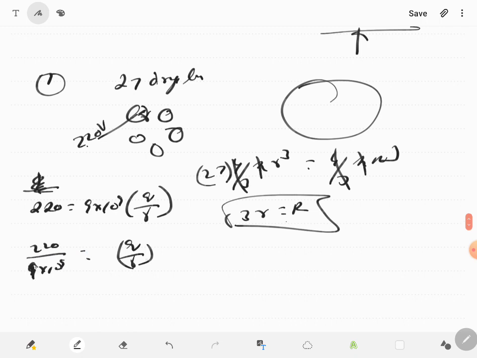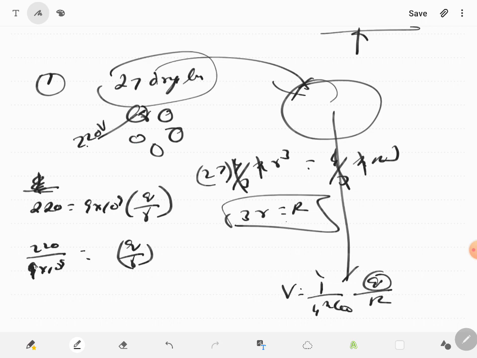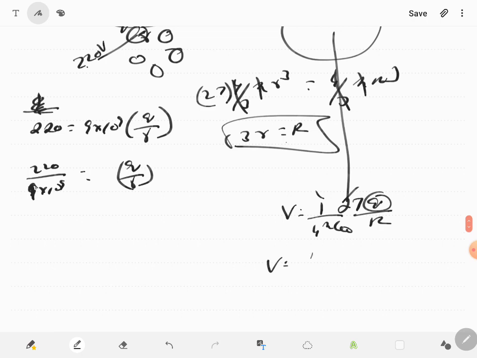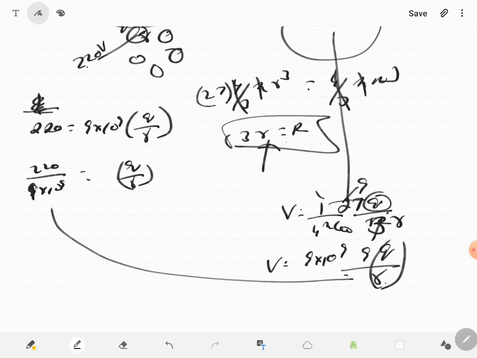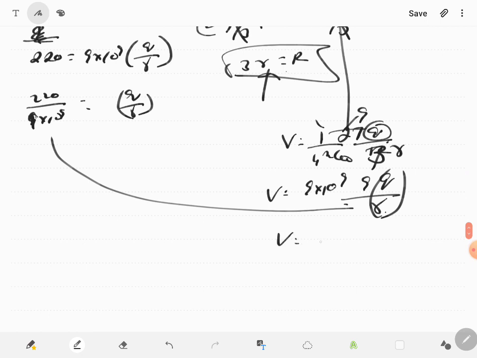So you calculate this value, get a Q by R ratio, and the question is find the potential on the bigger droplet. 1 by 4 pi epsilon naught into Q by capital R. But Q is not Q, because 27 droplets would have coalesced. So one droplet's charge is Q, it's 27 into Q. So V is equal to 9 into 10 to the power 9 into 27Q by capital R, and capital R is nothing but 3R because we have a relationship here. This is 9Q by R. What is R here? Small r. And you know what Q by R itself is. Just bring this value here, substitute. You should get the potential to be 1980 volts.